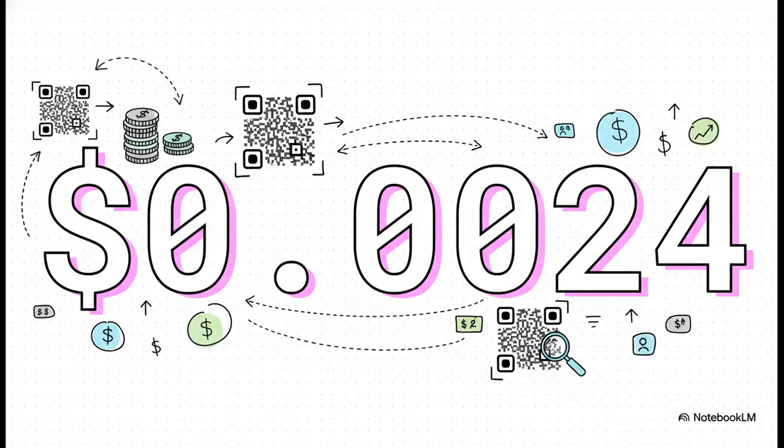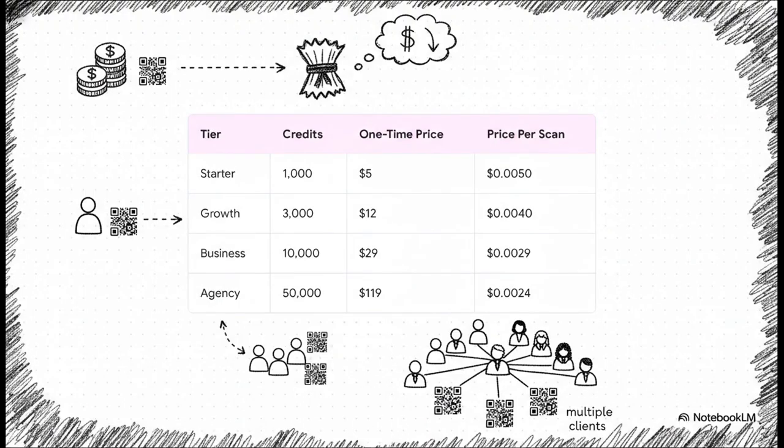I mean, just look at that number. When you actually boil it down to the cost of one single interaction, one real person scanning your code and engaging with your content, it becomes incredibly affordable. We're talking fractions of a cent. Okay, so here's how the structure works. You buy a pack of credits. That's it. It's a one-time purchase. 1,000 credits for $5? That's perfect for a small project.